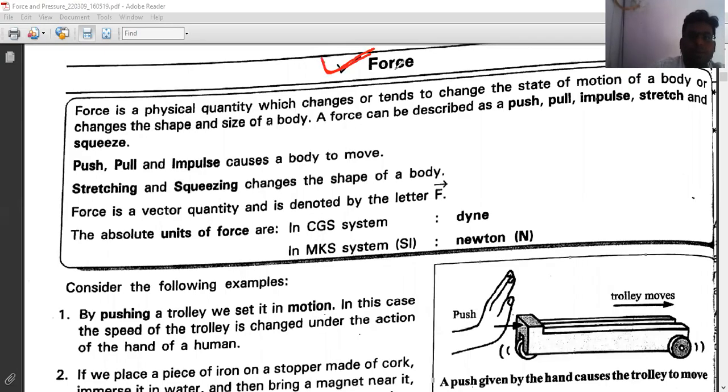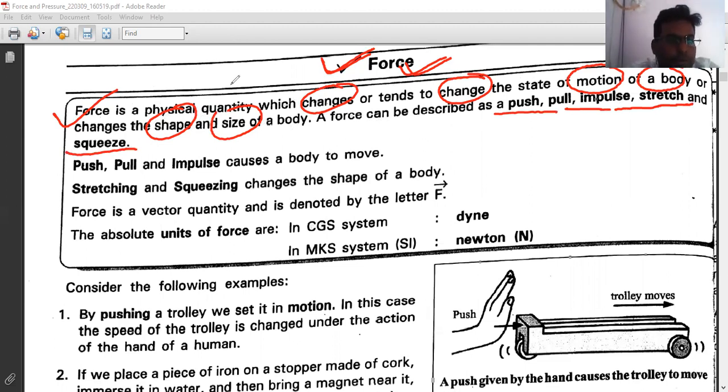Now look at the main point, force. Force is a physical quantity which changes or tends to change the state of motion of the body, or changes the shape and size of the body. Force can be described as a push, pull, impulse, or a stretch. So this is the main definition of force.